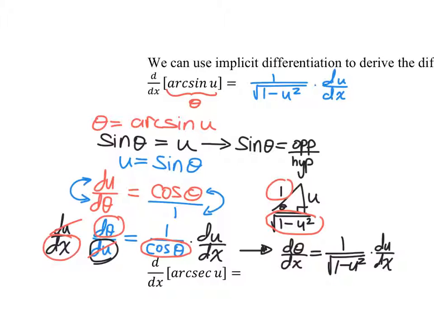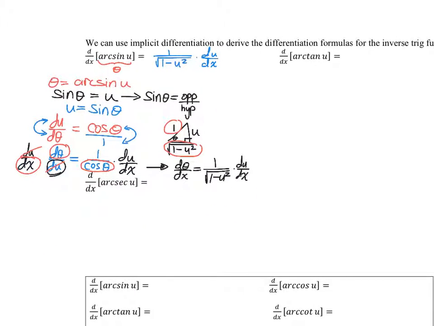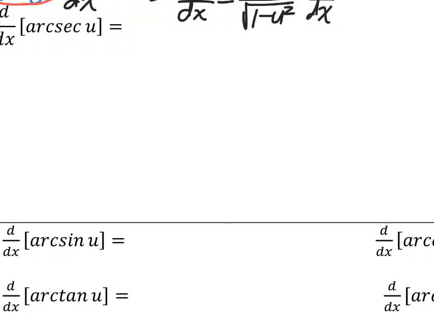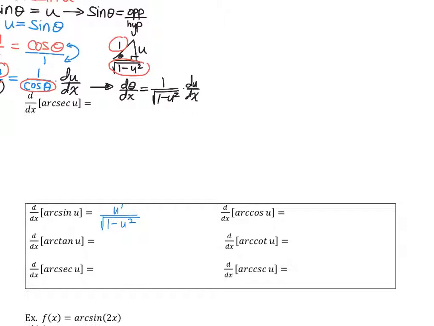All right, so I'll take you through another one, but you now have a rule that you can rely upon. Now, du dx, we could also write that as u prime. So another way to write this rule would be to say u prime over the square root of 1 minus u squared. Nice little byproduct of this is the fact that cofunctions for inverses, they're just negations of one another.